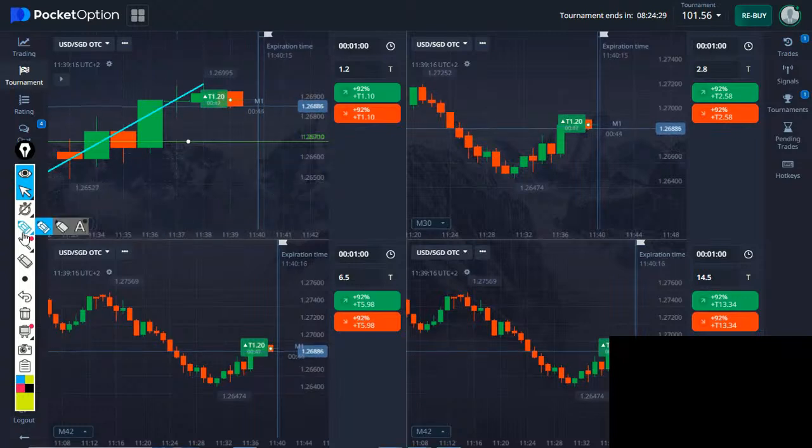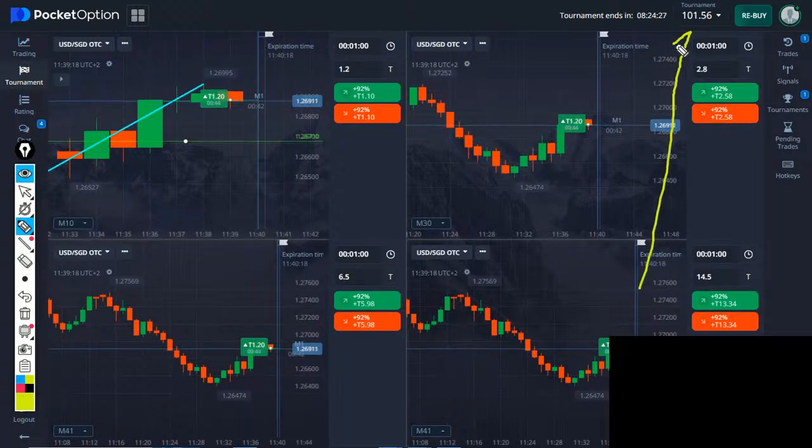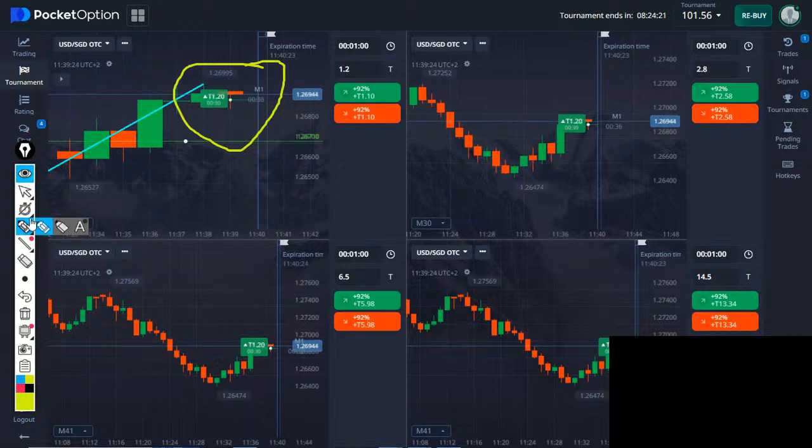Okay, so to this point, we are in profit around 1.5%. We have a trade in progress, beautifully rejecting. Keep on going.